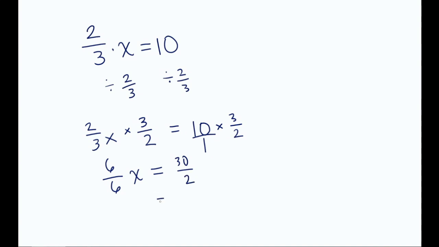So let's simplify this a little bit. 6/6, that's just 1. So I have 1x on this side, which I can just write as x, and 30 divided by 2 is 15. So I already have my answer. x equals 15. Let's check it just to make sure. So check.